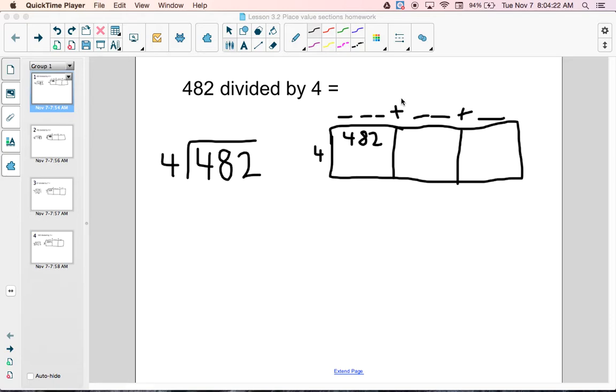Right, I'm going to show you how to use the place value sections method to do division, but first I'm going to show you the digit by digit method and then show you how those two compare to each other. So we have 482 divided by 4.